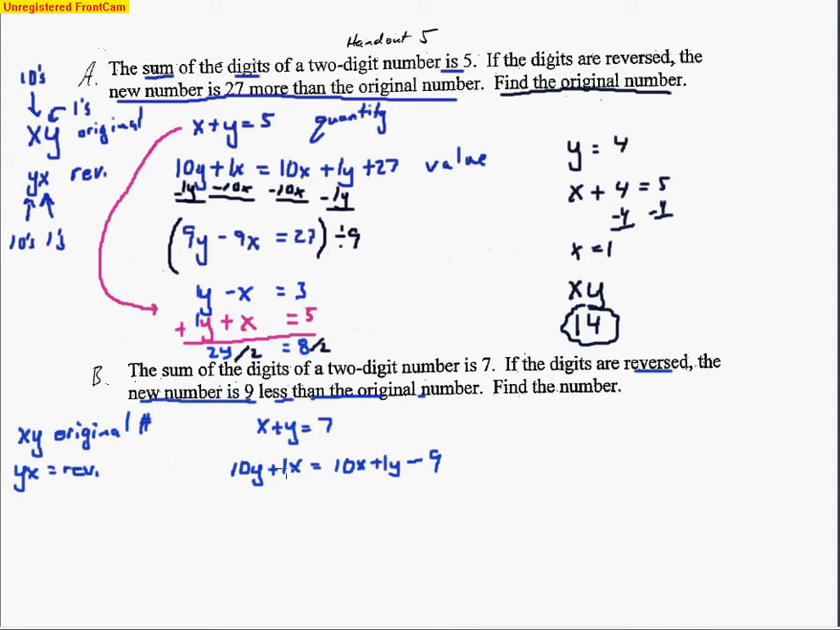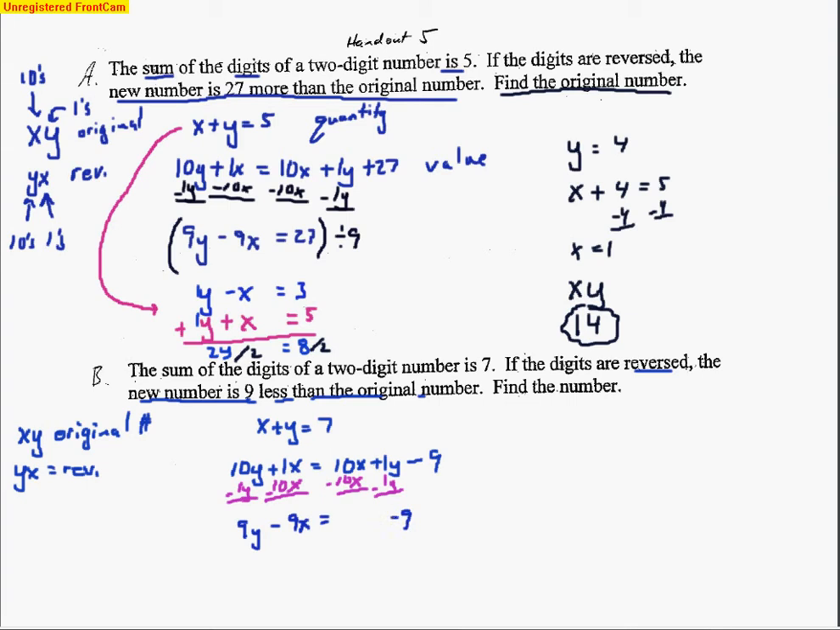So I've got an option. I can either add 9 to the new or take away 9 from the original. I chose just to take away 9 from the original. Now it becomes the same problem we had before. Again, all we're going to do is subtract this 10x from both sides. And then from there, I'll go ahead and subtract the y from both sides. And when I do that, now I'm left with 9y minus 9x equals negative 9.